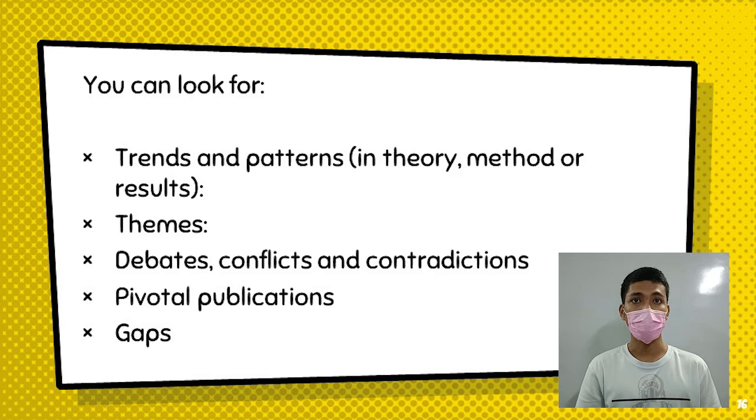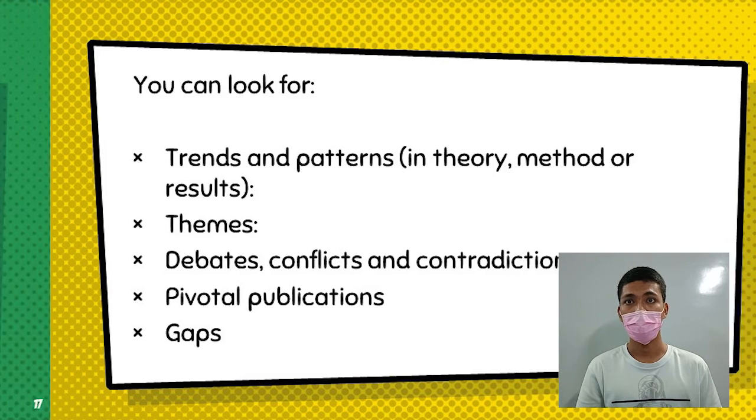Pivotal publications are the influential theories or studies that change the direction of the field. Gaps: what is missing from the literature? Are there weaknesses that need to be addressed?